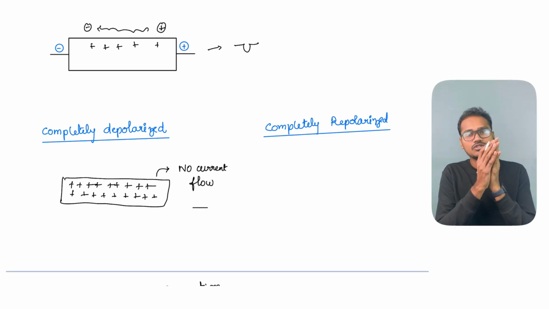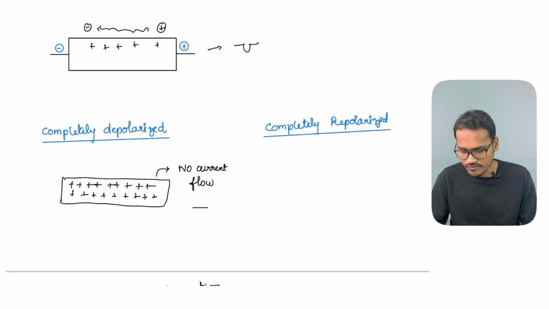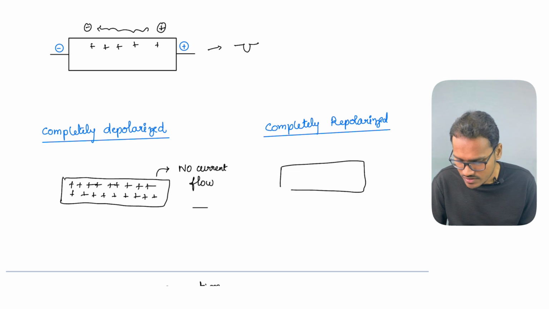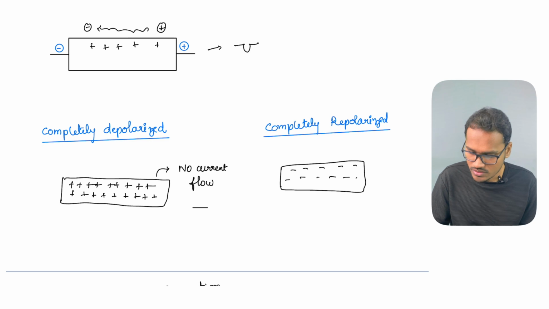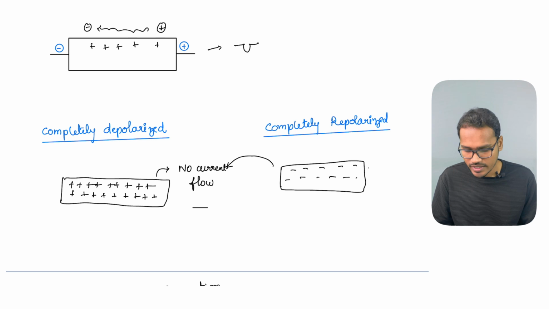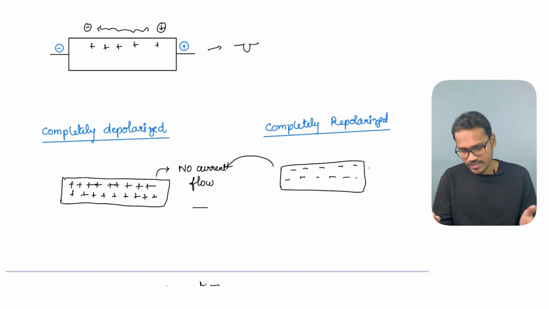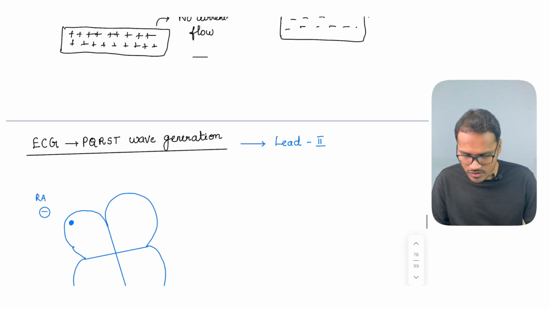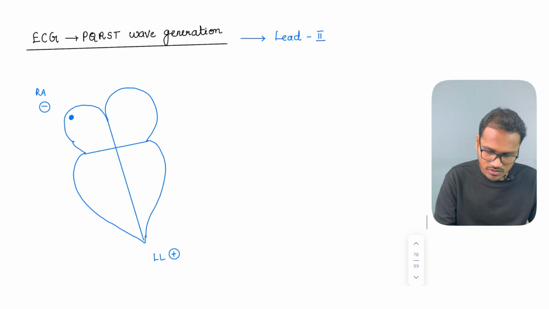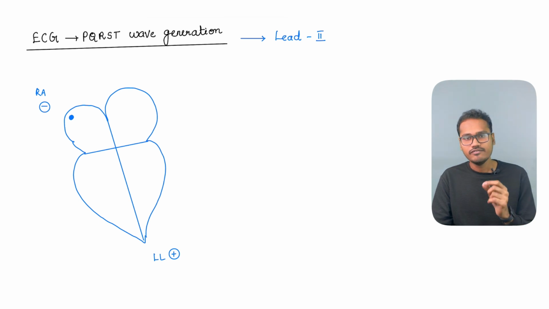So when the tissue is completely depolarized, or the other way, completely repolarized, for example completely negative, then also there will be no current flow and the deflection will be a flat line. Why does it happen? Because the voltmeter records the change in potential. If the entire tissue is completely depolarized, there will be no recording, and if the entire tissue is completely repolarized, there will be no recording. With all this knowledge, now we will try to understand the concept of ECG wave generation.